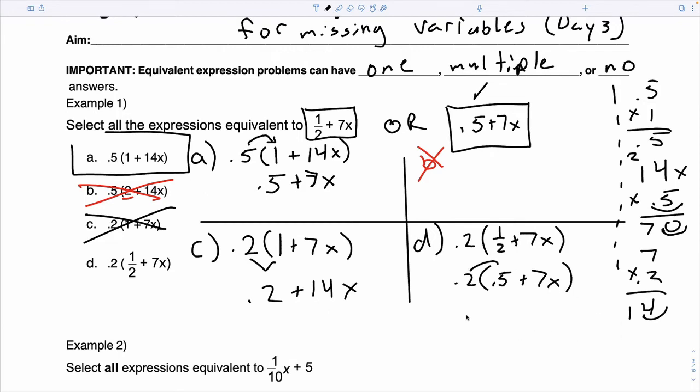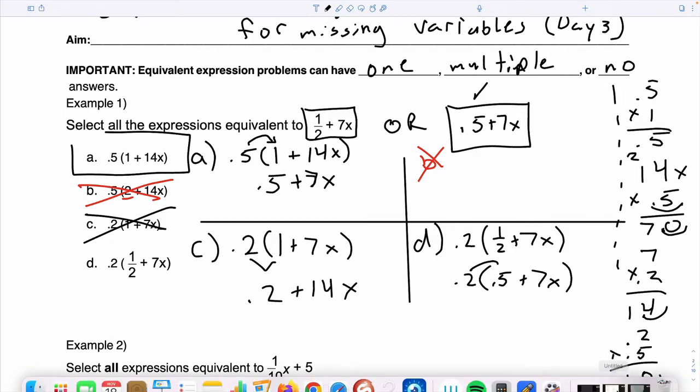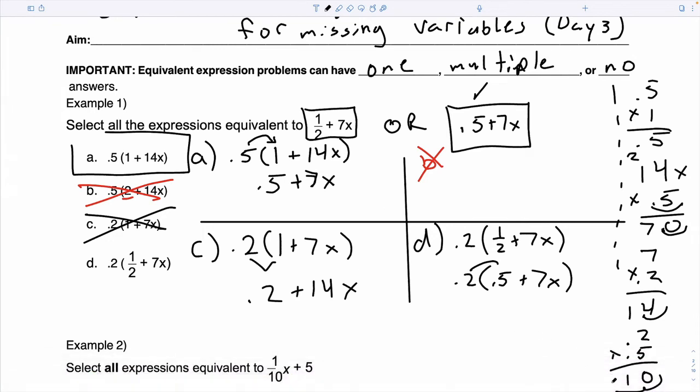0.2 times 0.5 is 10. Move your decimal over, and you get 0.1. Whoa. Does 0.1 match up here?